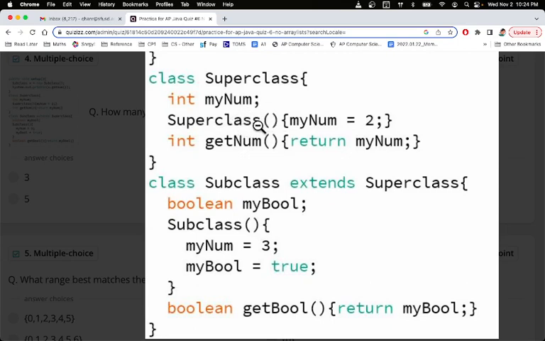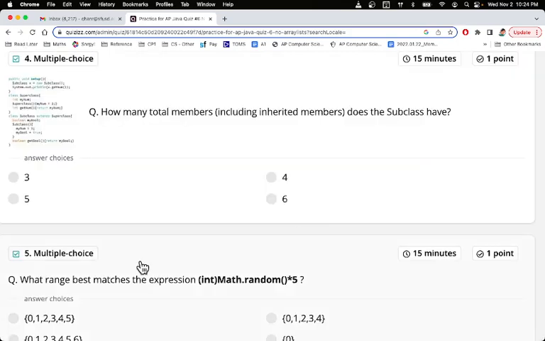Constructors are never inherited. On the AP exam, if you are ever asked, or an answer choice implies that a constructor is inherited, you know it is wrong. So in total, for subclass, we have 2 member variables, one of which is inherited, and 3 member functions, one of which is inherited. So that gives us a total of 5 members, okay? 5 total members in the subclass.